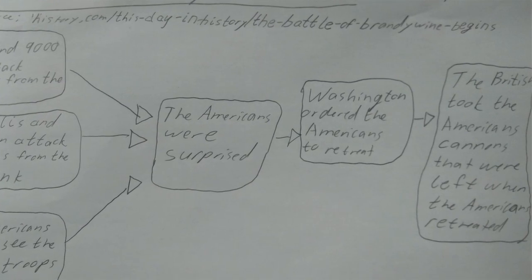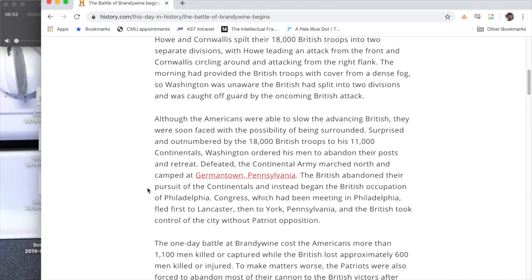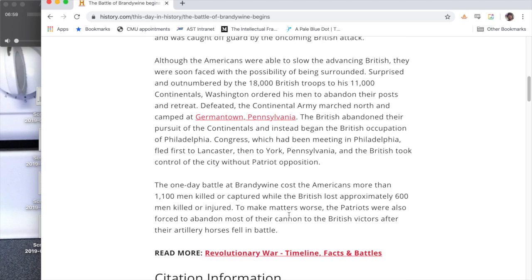Let's look back at the website, and you'll notice a lot of stuff happened at the end. Like it tells the places that the Americans ran away to, and it tells where the British went. It tells how many people died. And I didn't want to write all that. I wanted my diagram to be simple, so I just picked something that I thought was interesting. I thought it was interesting that the British took the cannons. So I made that the end of my timeline.